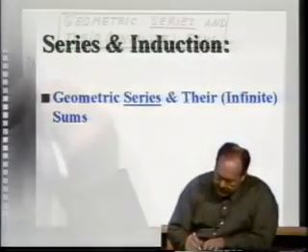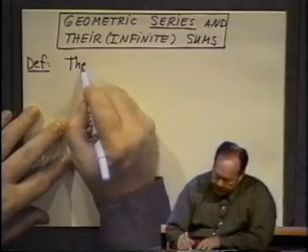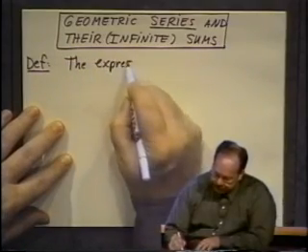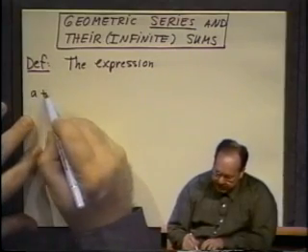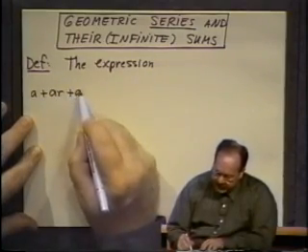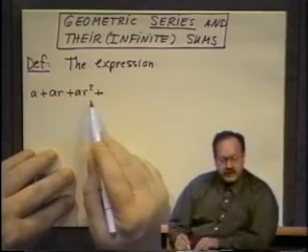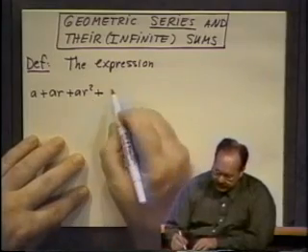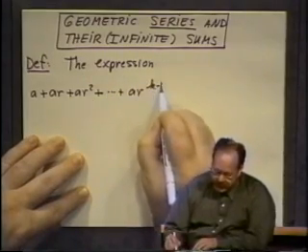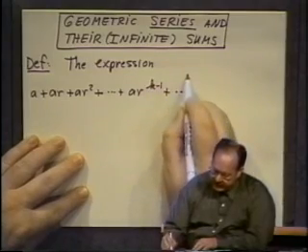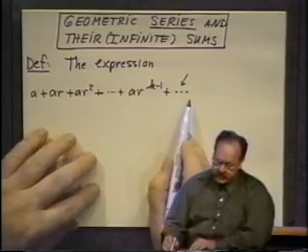So here's the definition. Let's go ahead and do this right away. Definition: the expression which follows here, a plus ar plus ar squared plus, you see what I'm doing? I'm taking the geometric sequence we've seen before, now I'm adding the terms, up to some typical term ar^(k-1) plus dot dot dot. We are now going out to infinity, so I don't stop after the nth term.